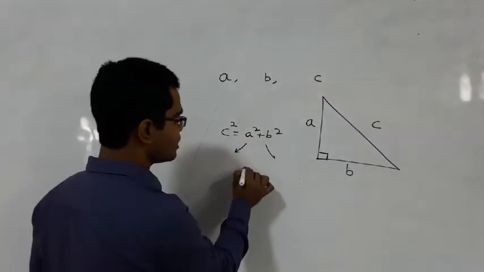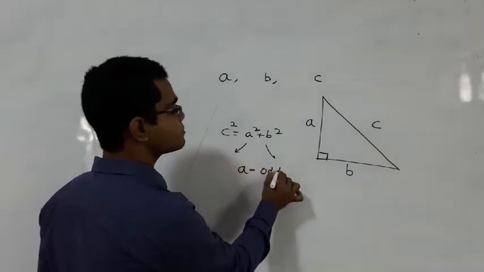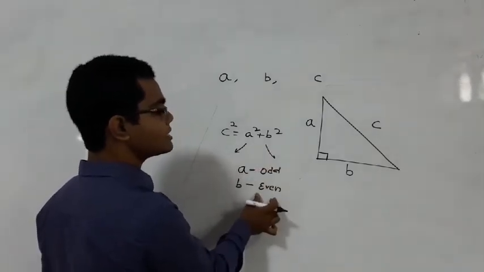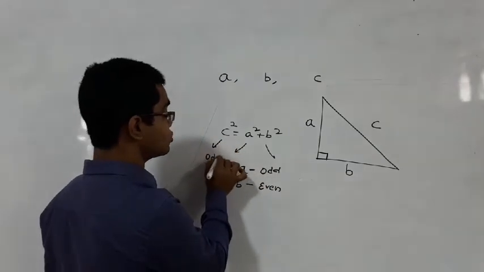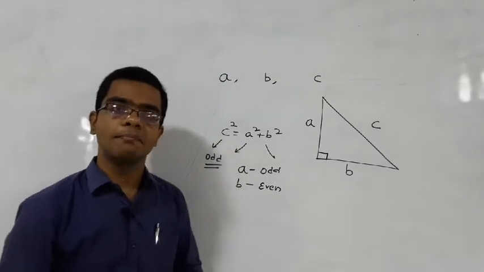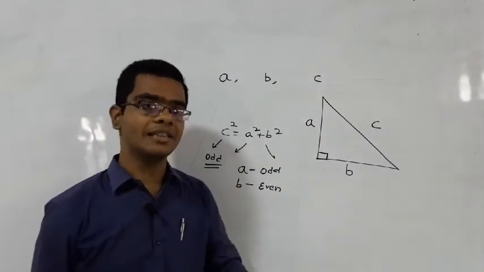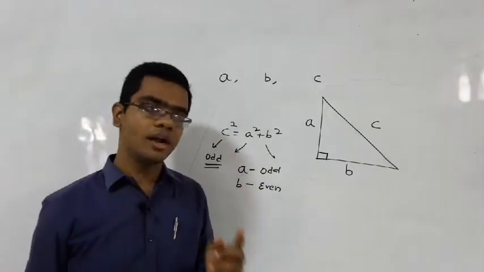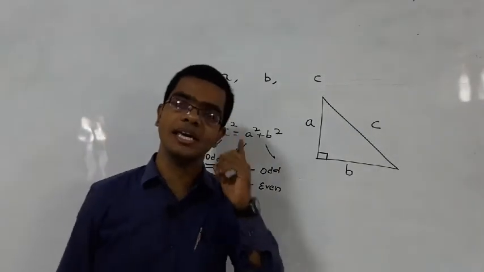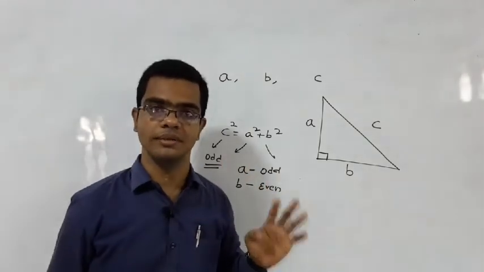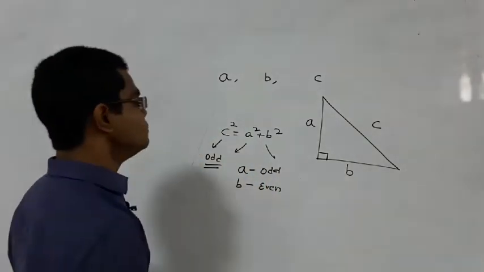So let's take A to be an odd number and B to be even. Now if you add odd plus even, you are going to get another odd number. So this is a sure thing that in a primitive Pythagoras triplet, guaranteed the hypotenuse should be an odd number, one of the sides should be odd and one side is surely even. Otherwise the primitive Pythagoras triplet is not possible. Very good observation we have got.